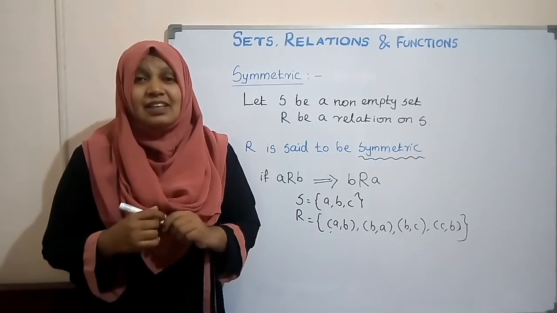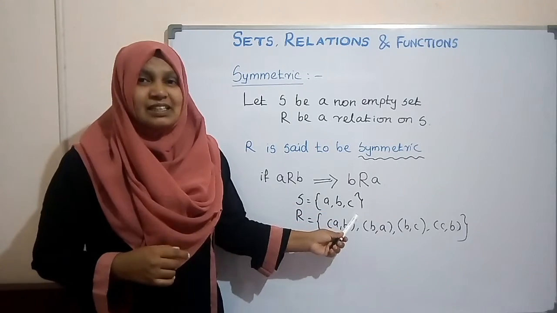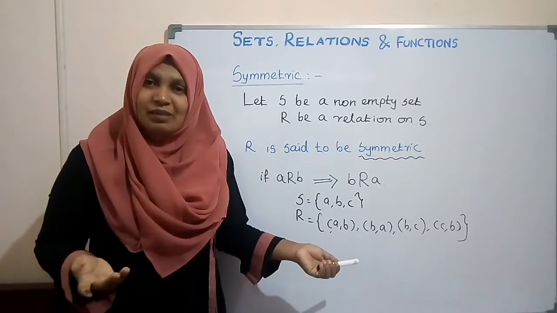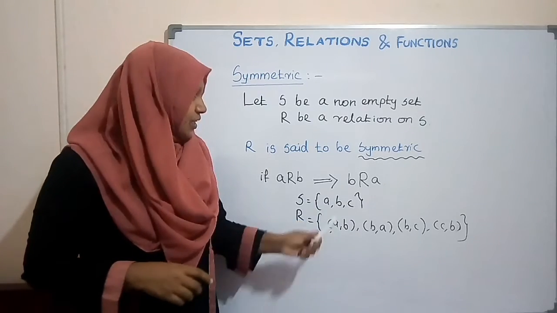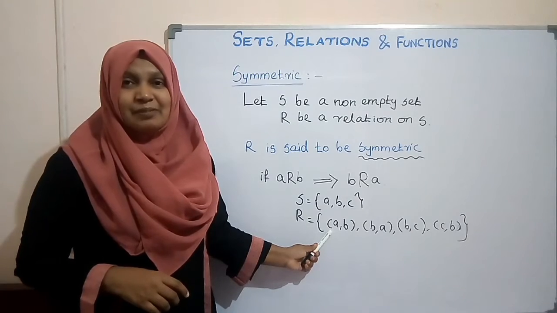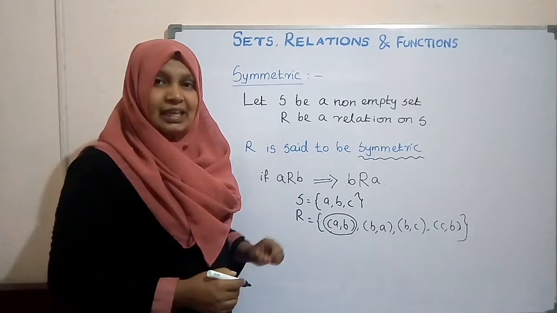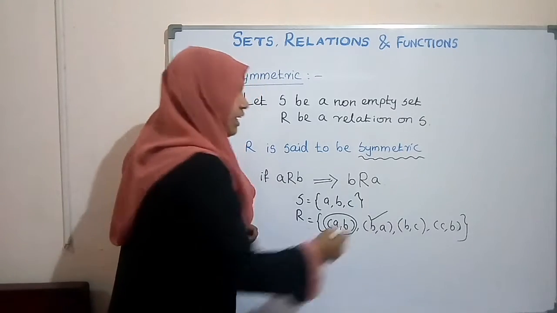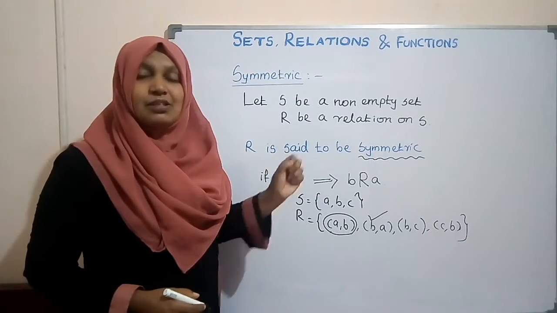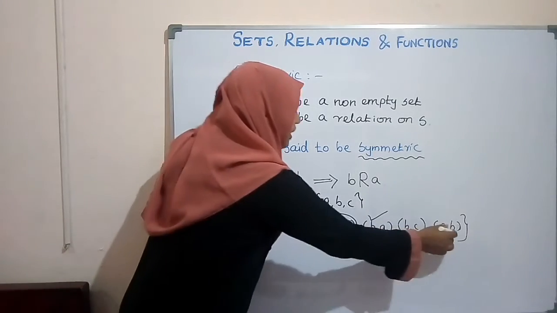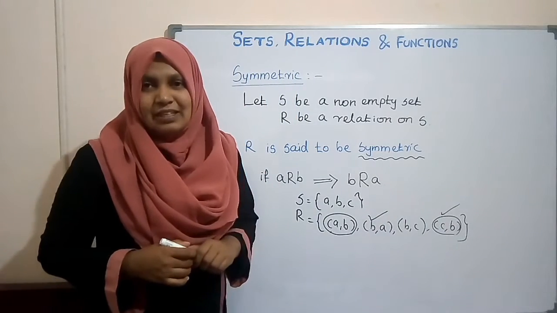Okay. See, here I am not including all the elements. See, I didn't write A comma C. If A comma C is not there, then C comma A also need not be written. Okay. Now it is a symmetric relation because if you are finding A comma B, we need B comma A also there. Yes, we have. And if you are finding B comma C, we need C comma B also in this set. Yes, we have C comma B also there. Okay. So therefore it is a symmetric relation.